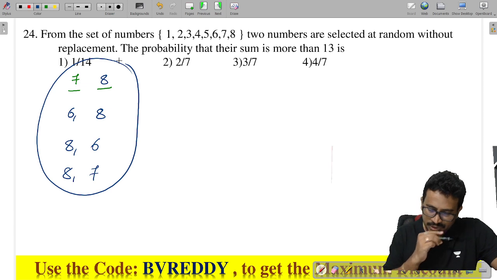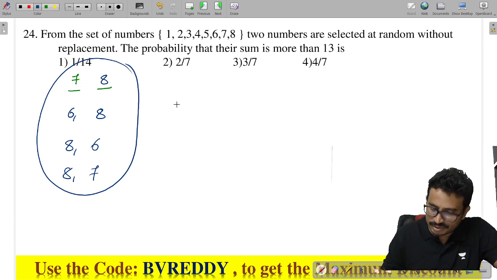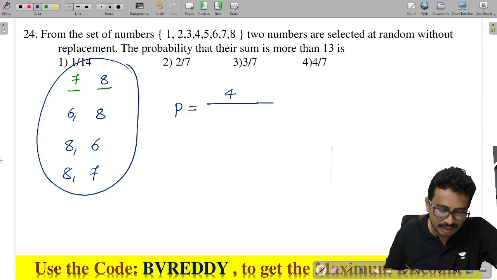Like this, how many combinations are there? We have 4 combinations. So what is the probability that the sum is more than 13 here? Tell me. We have 4 by, how many ways can we select now here? How many numbers are there? 8 numbers are there. So what we can say now, we have to pick 1 by 1 number.